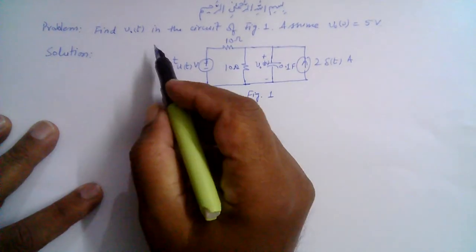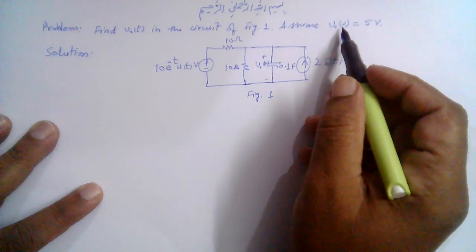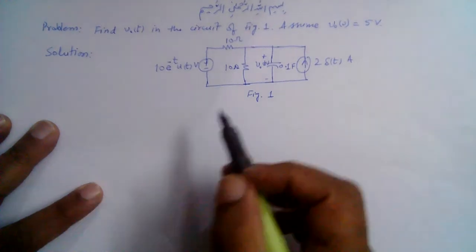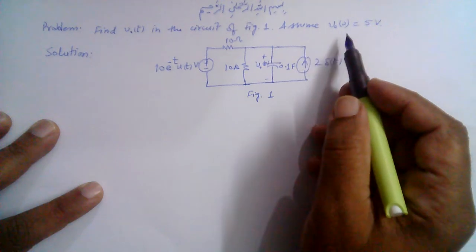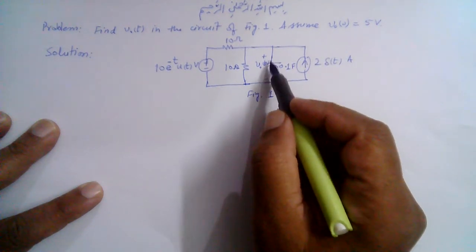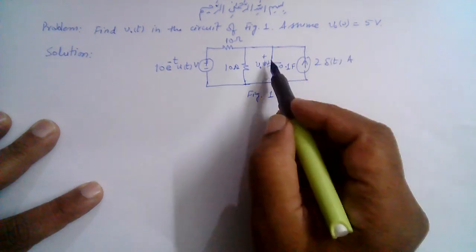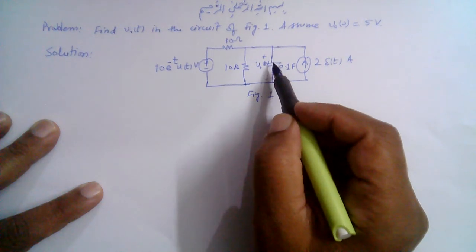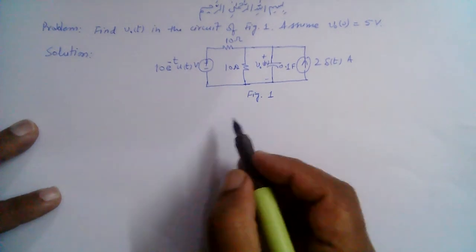So find V naught t in the circuit of Fig 1. Assume V0 at time 0 is equal to 5 volts. So we have an initial condition here which says that the initial voltage, this V0 at time 0, which is the voltage across the capacitor at time 0, is equal to 5 volts, and we have to find this voltage V naught t in this circuit. So let us transform this circuit to the frequency domain.